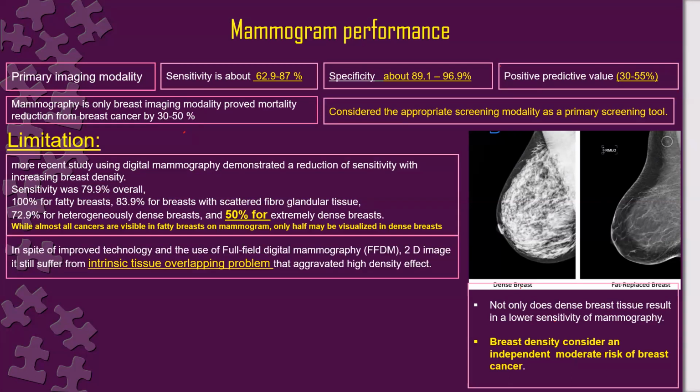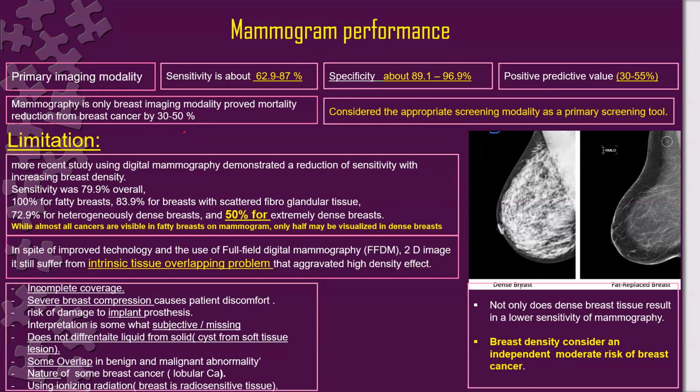And in spite of improved technology of full-field digital mammography, it still suffers from intrinsic tissue overlapping. Further limitations of mammography include incomplete coverage. Sometimes part of the breast might not be included in the field of view, which can result in missing of lesions or breast cancer. Severe compression can cause some discomfort for the patient, and compression might also result in implant prosthesis damage.